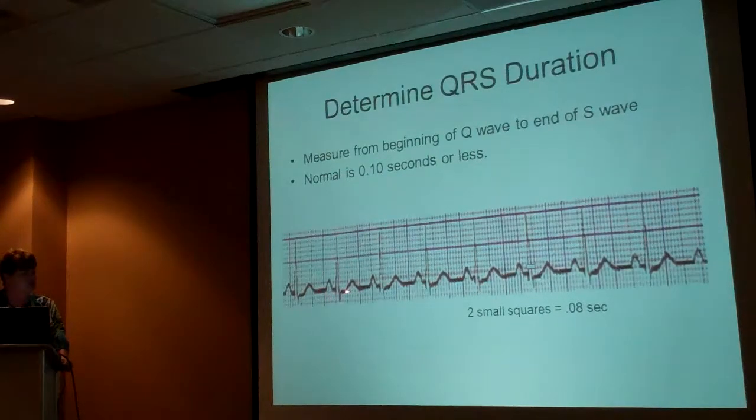The J point is where the S wave ends and the ST segment begins, right there at that junction. A lot of people want to say the end of the QRS is down here at the bottom. It's not, it's at the end of the S wave. So be careful there. Normal, you'll see 0.10 seconds. Some of the texts now are saying up to 0.12, but less than 0.12, not 0.12 or over.